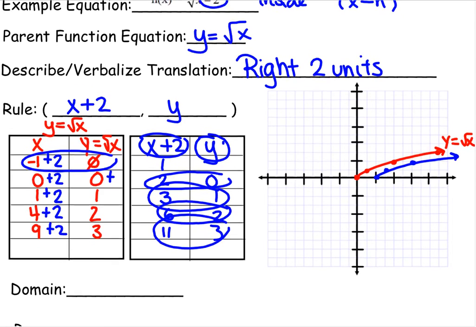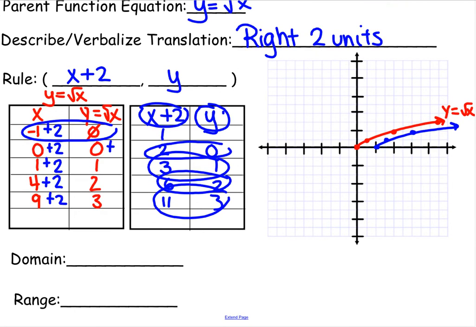All right, domain and range of our blue function. So let's talk about the domain. Domain are your x values. If I graph a vertical line at x equals 2, everything to the right of that green line exists. So we say our domain is x greater than or equal to 2.